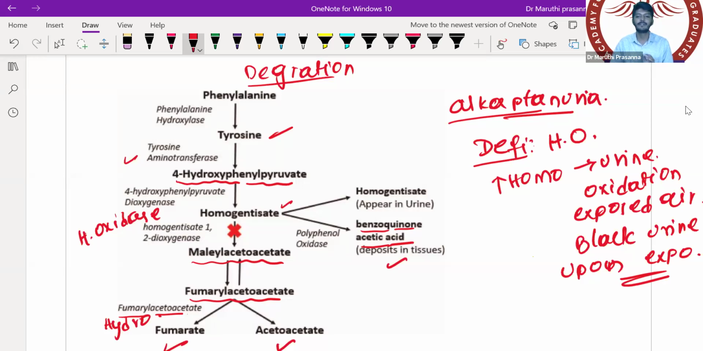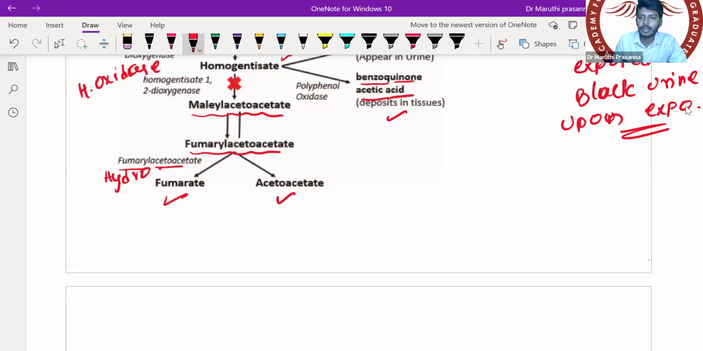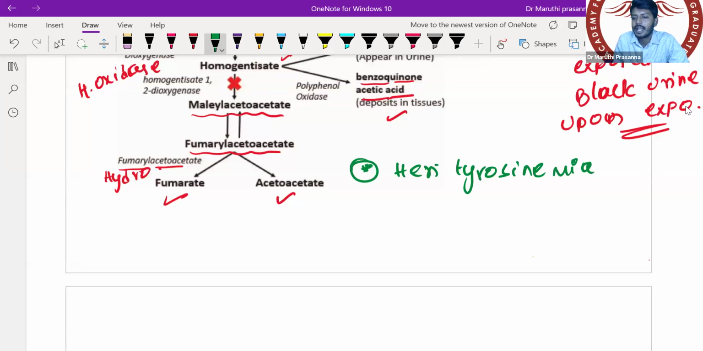So alkaptonuria is a deficiency of which enzyme? That is homogentisate oxidase. Here I want you to remember one more thing. There is one commonly encountered disease which I would like you to remember, that is hereditary tyrosinemia type 1.